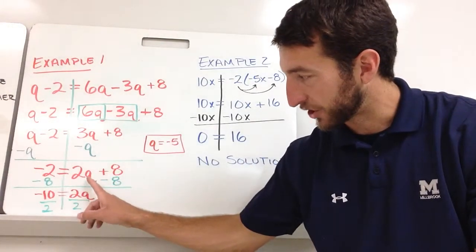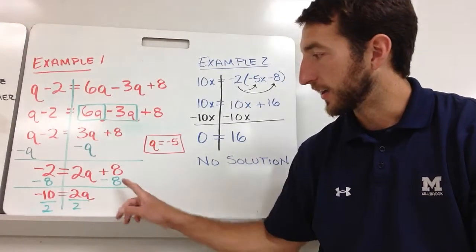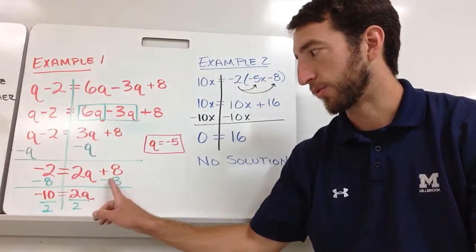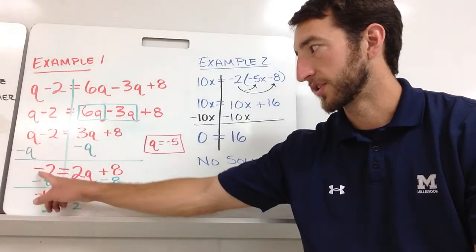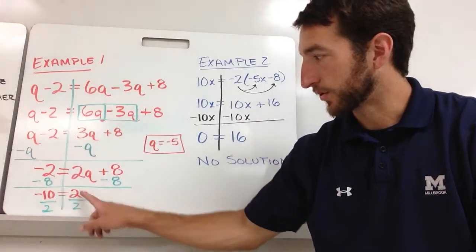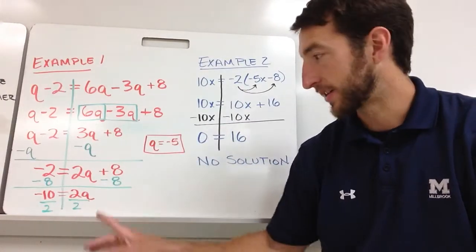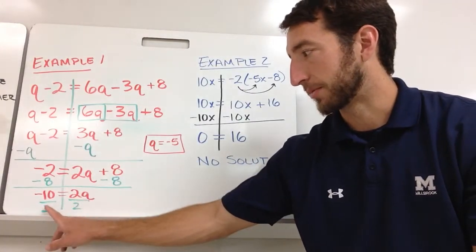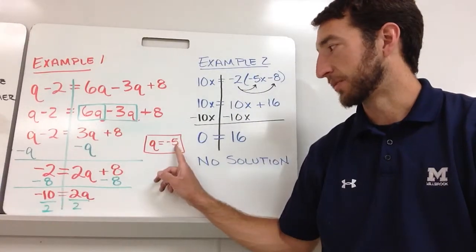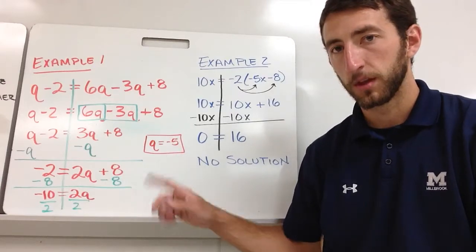Next, remember I've got to get the q by itself, so that means I've got to get rid of this plus 8. In order to get rid of plus 8, I need to subtract 8, and whatever I do to one side, I have to do to the other. So I take negative 2 minus 8, that gives me negative 10, equals 2q, and I just bring that straight down. Now I have to get q by itself, so I'm going to divide both sides by 2. Negative 10 divided by 2 gives me negative 5. So q is equal to negative 5.